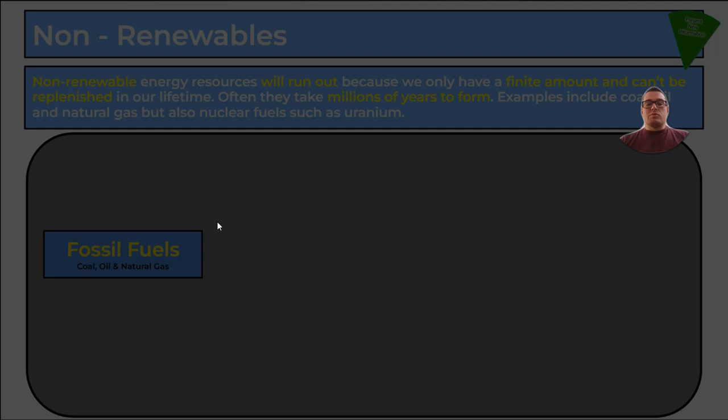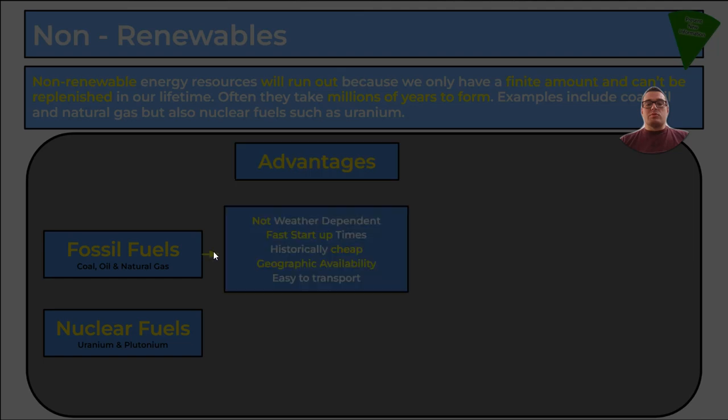So when we think about non-renewables, we're thinking about fossil fuels or nuclear fuels, and generally we can summarize the advantages of these as things like, for example, historically they've been very cheap, geographically available, and they're not weather dependent. Those are all things that will contrast with renewables, which we'll look at in a second. With nuclear in particular, they have the advantage of not producing CO2, and they produce a large amount of energy.